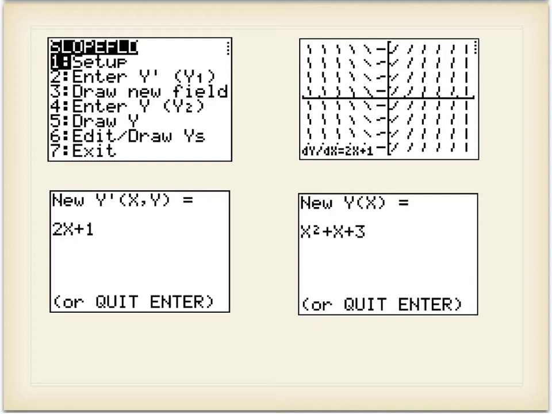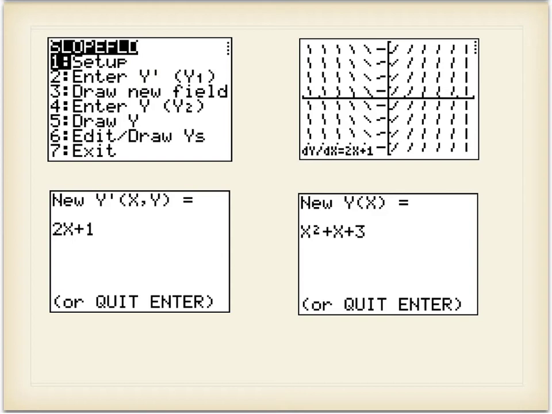Anyway, you have this program on your calculator. There are several different kinds of slope field programs, but this one should do the trick, I think. If you go to your program and go to slope field, you see this somewhat complicated menu here. The first thing we want to do is enter this y prime right here, or again, another name for that is dy over dx.